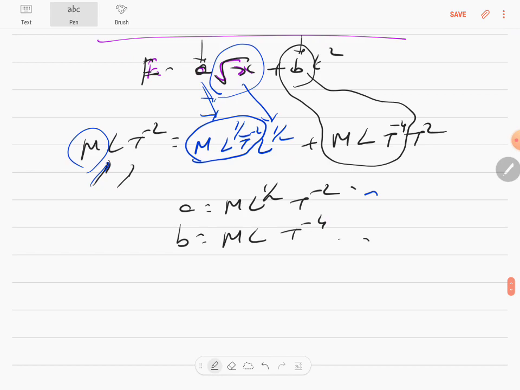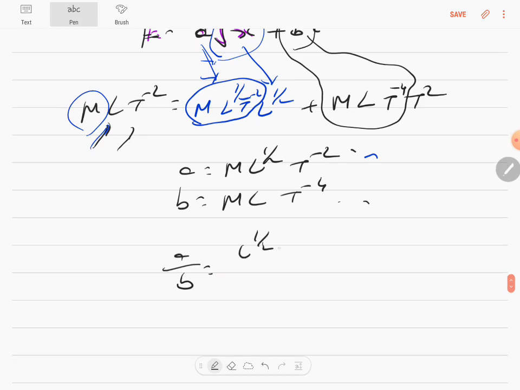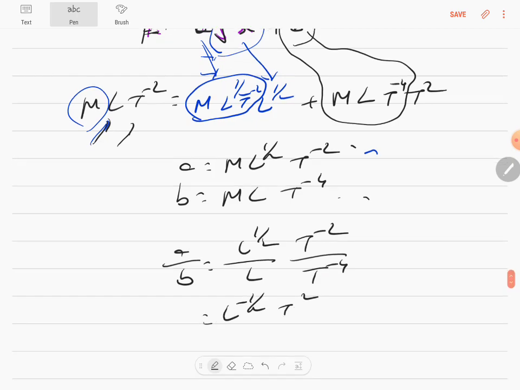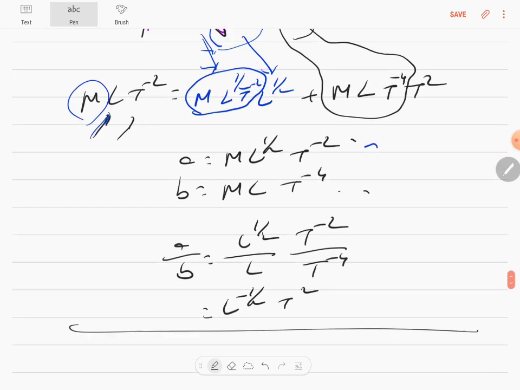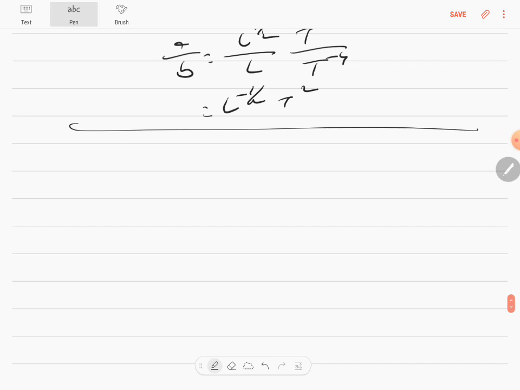What are they asking you? They are asking you to find A by B, where m and m get cancelled. L to the power half by L into t to the power minus 2 by t to the power minus 4. Take it up, it will be L to the power minus half in t to the power plus 2. So that's how we can find the unknown dimensions of any value here by dimensional consistency. I hope you understood. Let's go to the next question.